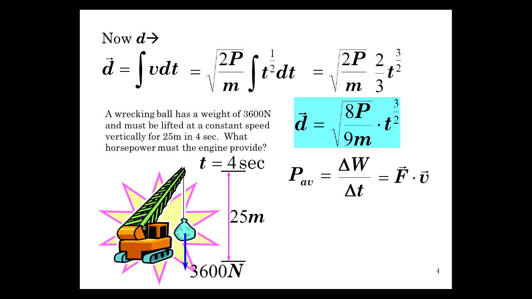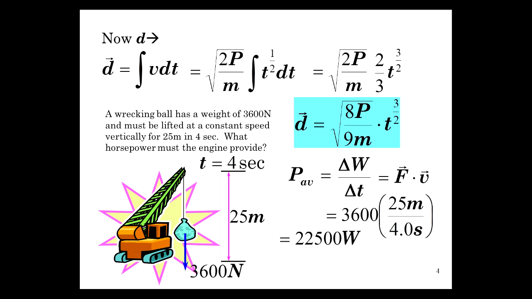So average power is work over time, which is force dot velocity, force times velocity. The force is going to be upward in the same direction as the motion. So the dot product is just simple here in this case. 3,600 times the speed, 25 over 4. And that gives us 22,500 watts, or 30 horsepower.